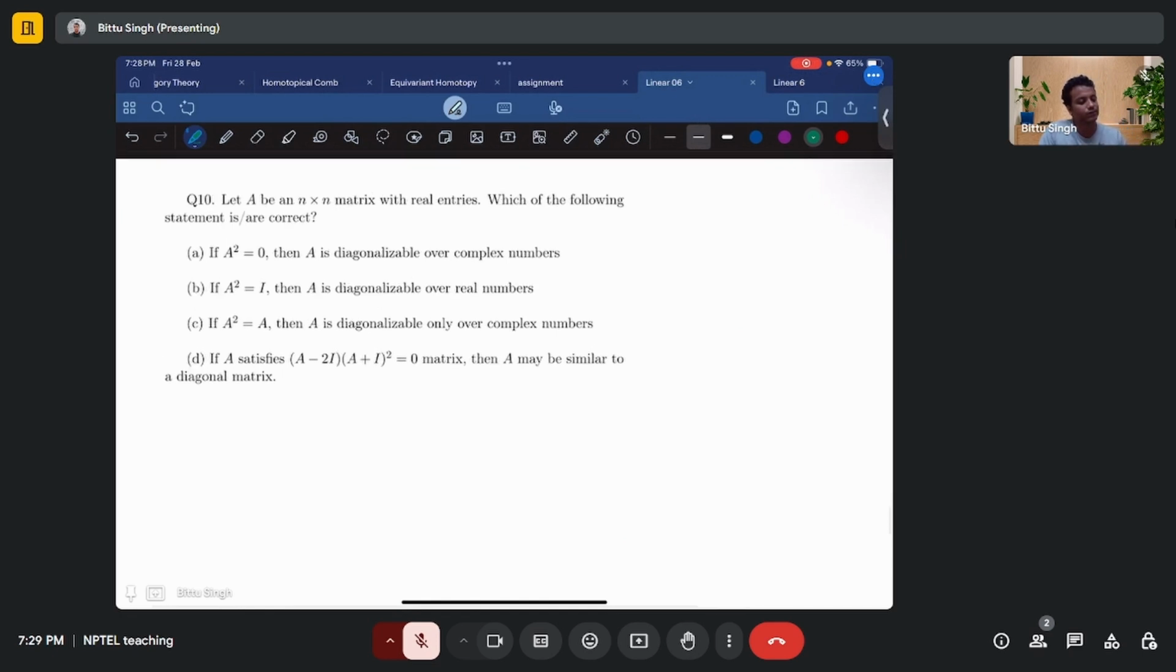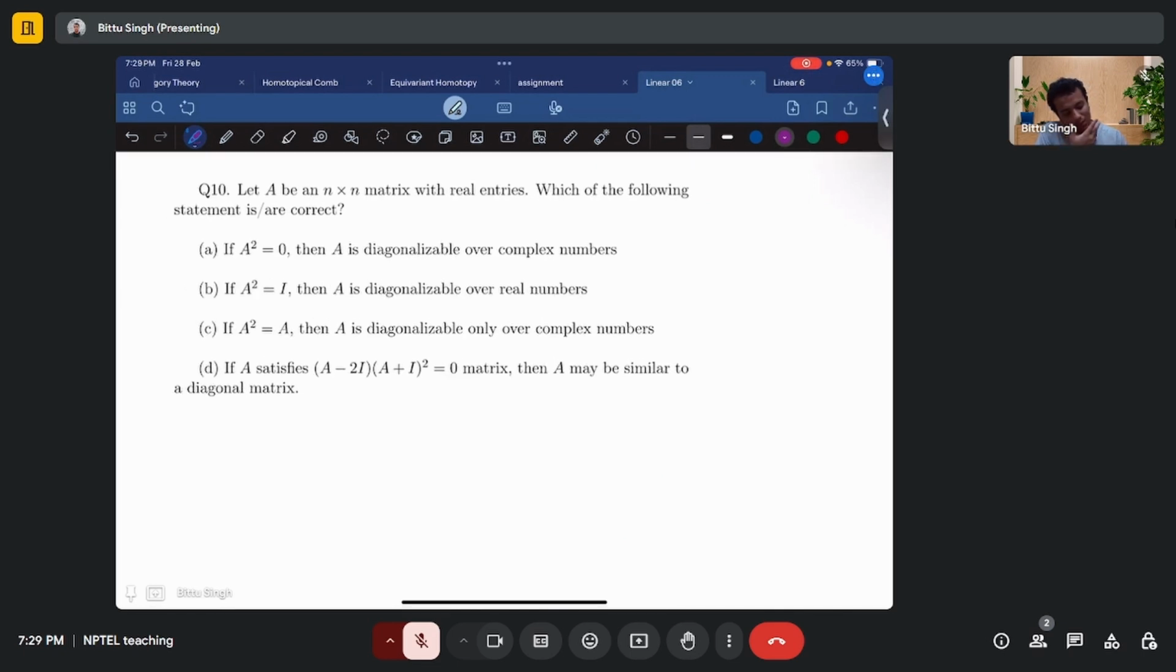Now question number 10. Here the first question is A square is 0. Now can I conclude if A is diagonalizable over complex numbers? So take this example. Again, the problem will occur because the algebraic multiplicity may not be the same as the geometric multiplicity corresponding to those eigenvectors. That is the obstruction behind diagonalizability.